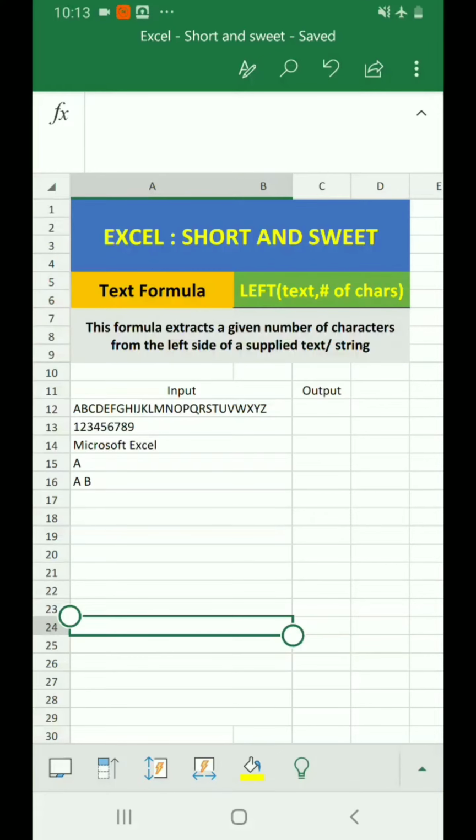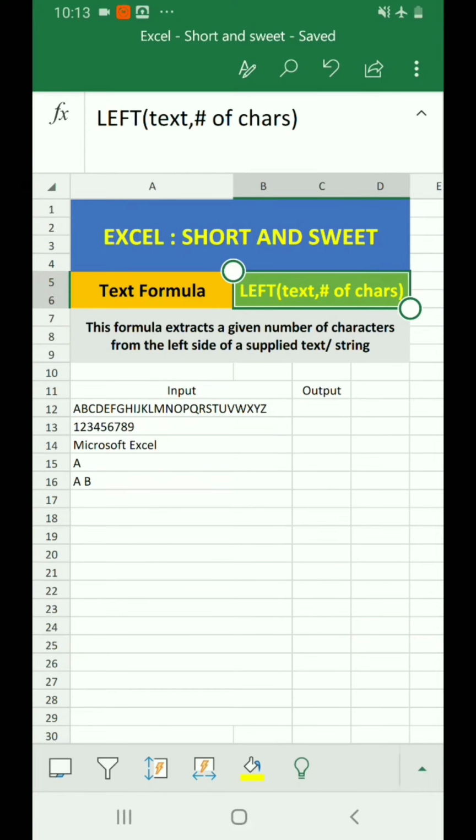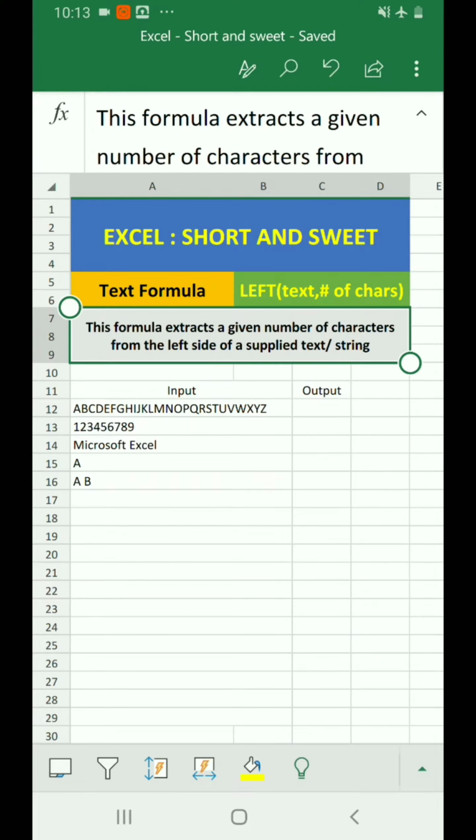Let us look into Excel left formula. It takes two parameters. One is text and the second one is the number of characters. This formula extracts the given number of characters from the left side of the text we supply to it.